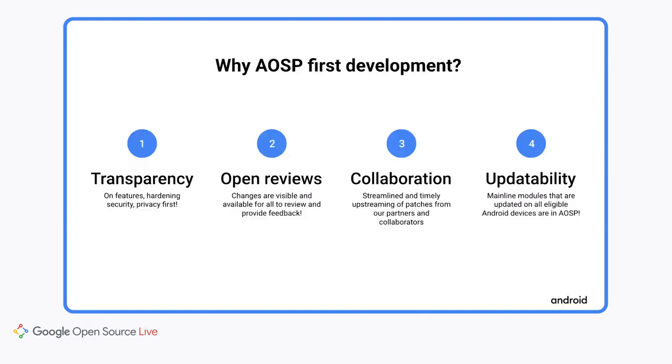The second big piece is around reviews. When we make our changes in the open, it gives the opportunity for other people to take a look, provide feedback, and do so much earlier than they would be able to if we just released all of the code as a source dump once a year. So this basically allows us to get that feedback when there's still time to edit what's going on, to change the course and make updates to the system.